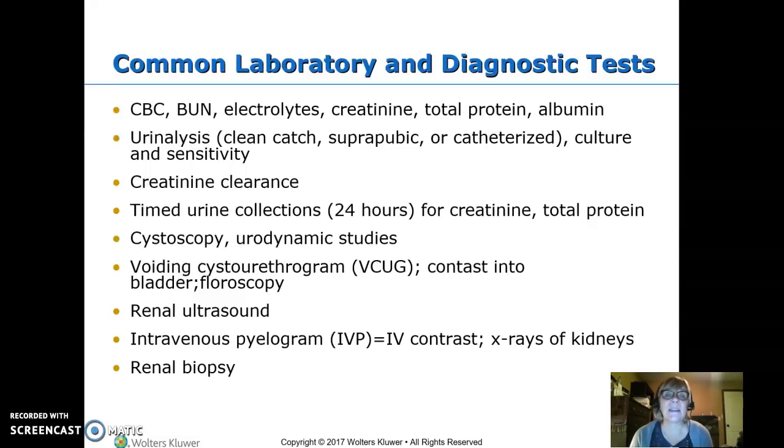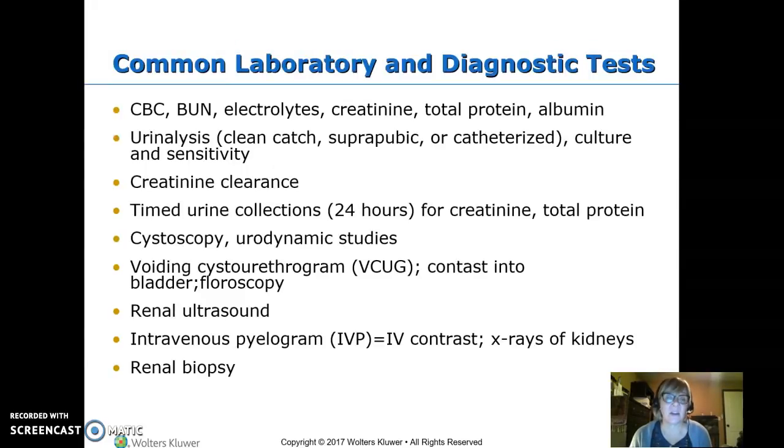So urinalysis can be done clean catch, suprapubic, or an in and out catheter. And remember, a culture and sensitivity often is needed. The urinalysis is just looking at the urine, and then the culture is putting it on the little petri dish to see if germs grow, and the sensitivity is putting the antibiotic discs on that petri dish to see if they stop it from growing around that disc.